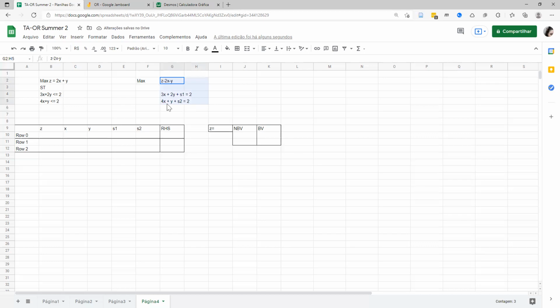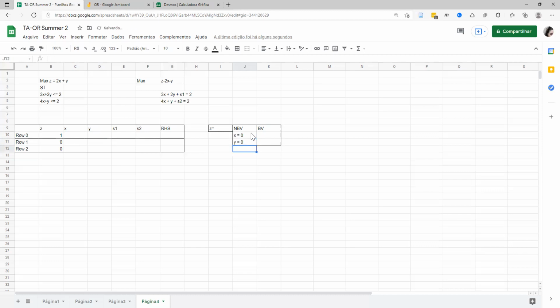Now we can put that data into the table. Z is going to be in the first row. What I'm going to do is assign x and y as non-basic variables, so x is equal to 0, and y is equal to 0.